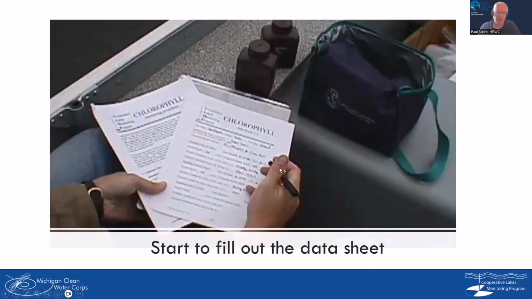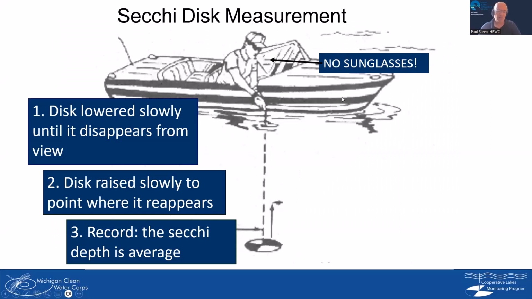You can start to fill out your data sheets at this point, the whole top section, weather and your location and all that stuff. And then you take a Secchi disk. So you're probably doing this already if you're enrolled in the Secchi disk program. But the chlorophyll sampling actually requires a Secchi disk measurement to be made. So just as a reminder of how to do that, you don't wear sunglasses. You try to do it in the shady side of the boat whenever possible.